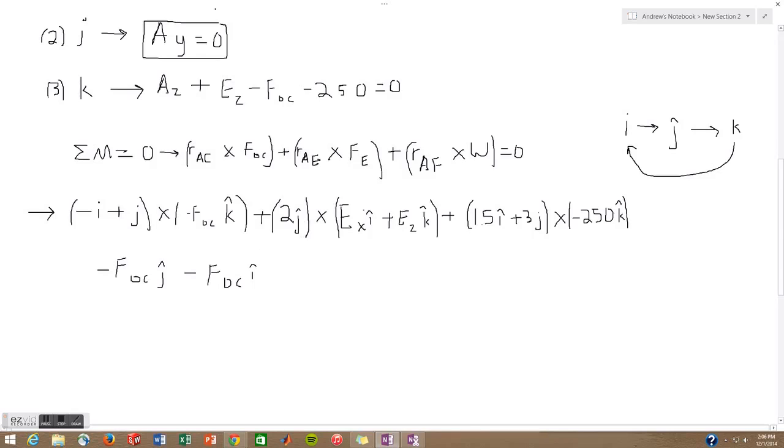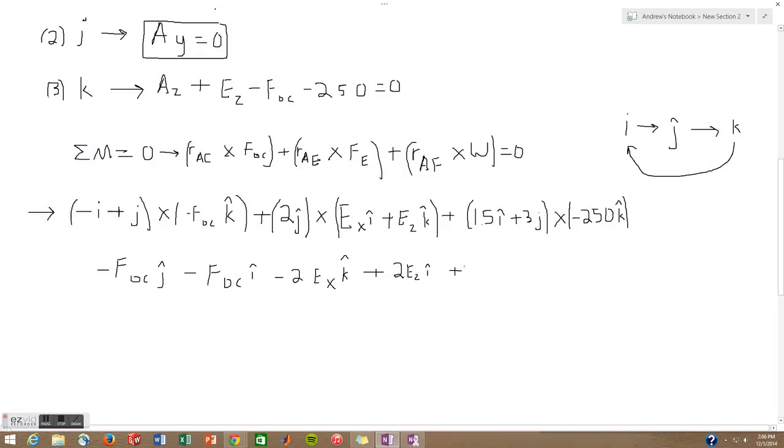Then for the next component, it's going to be J cross I. It's going against the flow, so it's going to be negative 2 times EX K. Next is going to be J cross K, and since that's going with the arrows, there's going to be no sign change, so just 2 times EZ. Then the last part, it's going to be I cross K, which is again going against the arrows, the opposite direction.